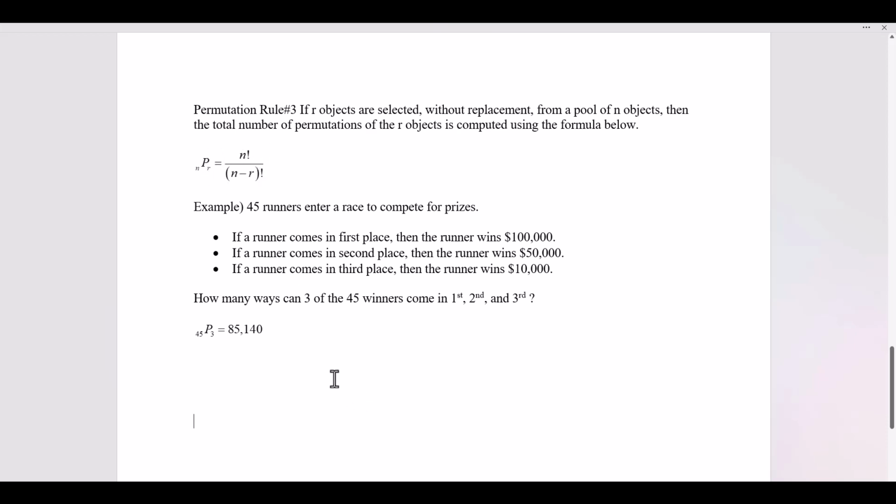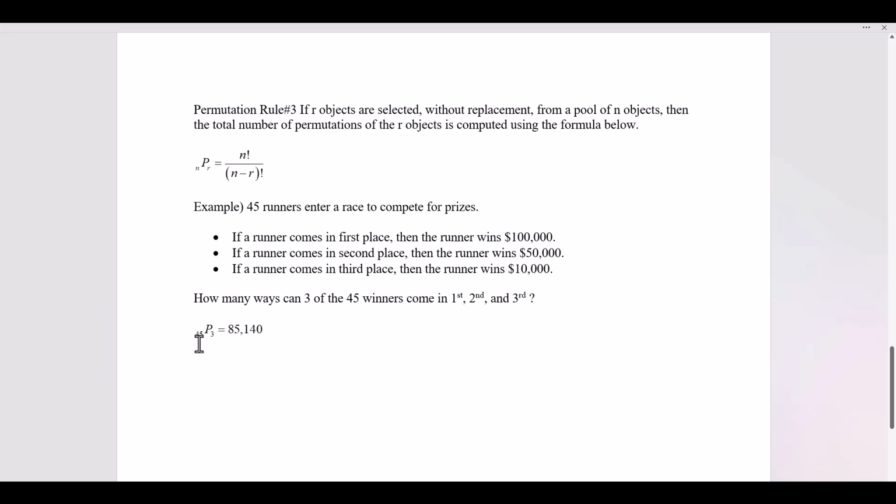Here's the example. 45 runners enter a race to compete for prizes. If a runner comes in first place, they win $100,000. If a runner comes in second place, the runner wins $50,000. And finally, if a runner comes in third place, the runner wins $10,000. So the order does matter. When order matters, we have a permutation. How many ways can 3 of the 45 runners come in first, second, and third?